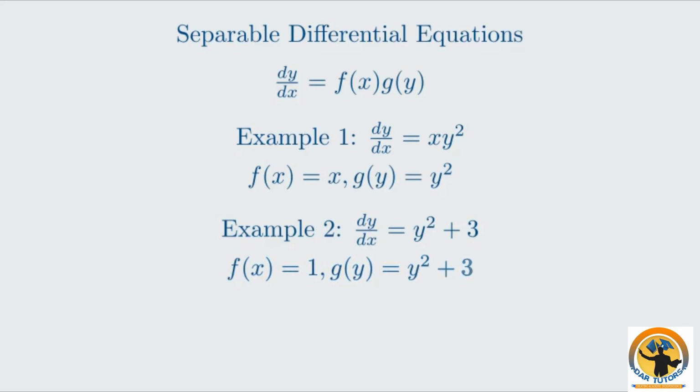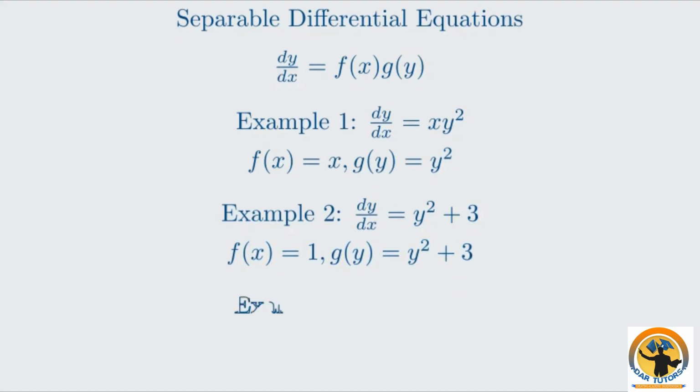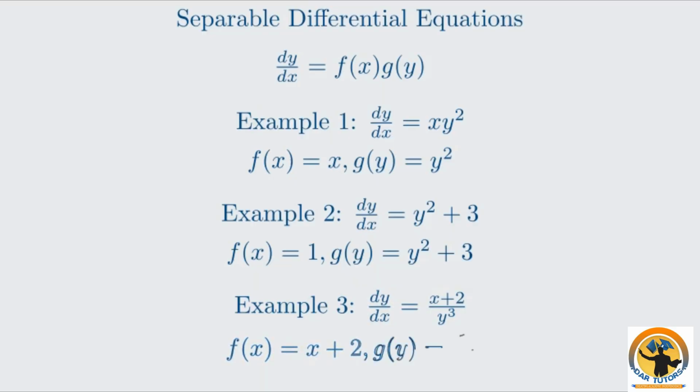This is also separable. Finally, dy/dx equals the quantity x plus 2, all over y cubed. We can rewrite this as the quantity x plus 2 times 1 over y cubed. So f of x is x plus 2, and g of y is 1 over y cubed. This is also a separable equation. The key idea is that we can separate the variables. This means we can rearrange the equation so that all terms involving y are on one side, and all terms involving x are on the other.